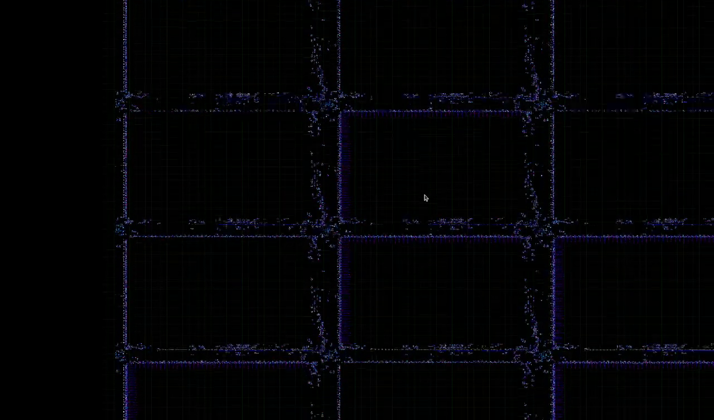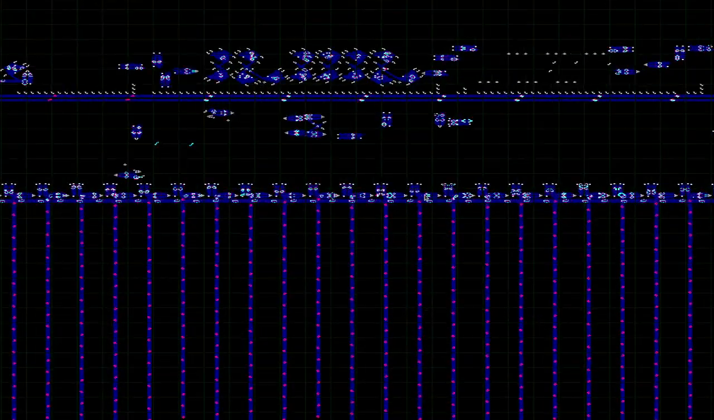Okay, and this one should be alive. So create this one. Okay, there you go. So the initial pattern is the glider. Okay, so let's zoom in and see what's going on.